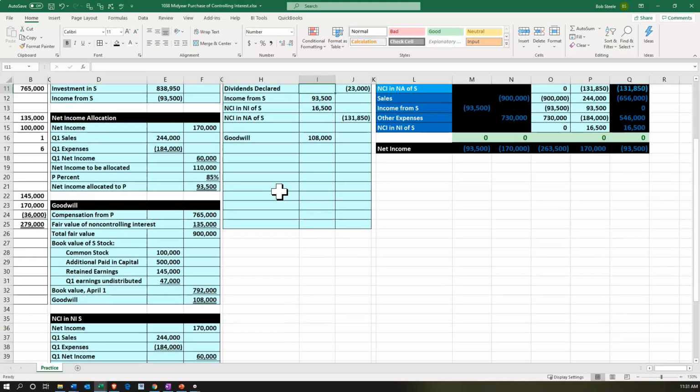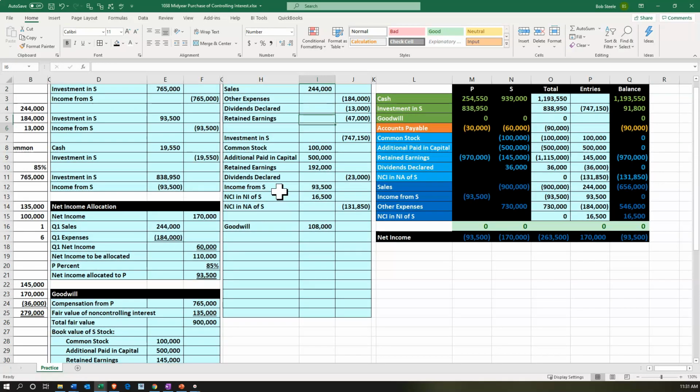We're going to be breaking that out between the investment in S and the non-controlling interest in NA, basically the balance sheet accounts for the controlling and non-controlling interest. So we'll be picking that up in the investment in S and the non-controlling interest in NA. We're going to be picking that up from the 85, 15. So we'll say negative of this number times the 85, and then negative of this number times, I'm going to say 1 minus the 85, which will be the 15. Okay. And then that should add up to 0. That looks good. Let's go ahead and post it.